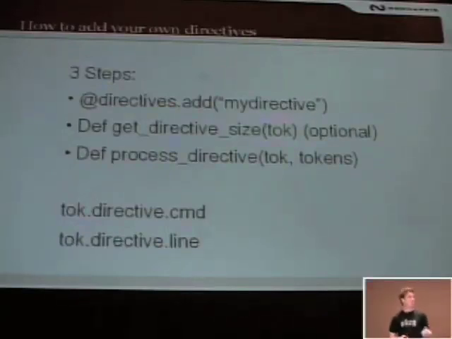That's usually dealt with in process directive. You get a token, which shows up in the bottom too. It's broken up as a very simple structure: token, directive, command, and the rest of your line. So command is my directive, and .line is whatever came after my directive. Then you can parse it any way you want, because I just don't know what you're going to use it for. If you want to inject stuff into your P code, you have to tell the compiler how big it's going to be ahead of time, and that's what the get directive size is for.